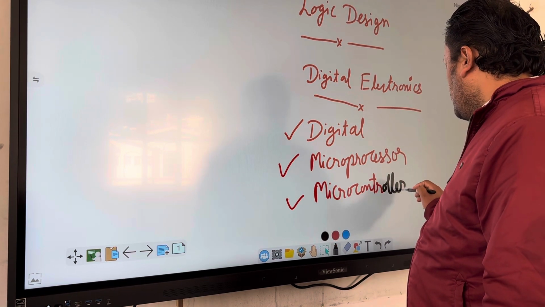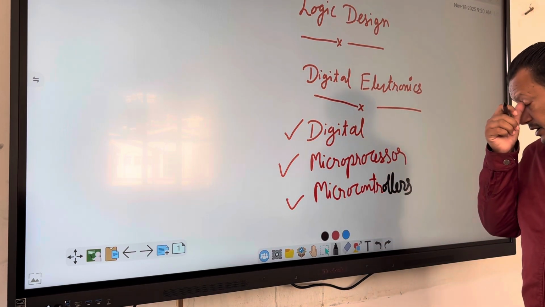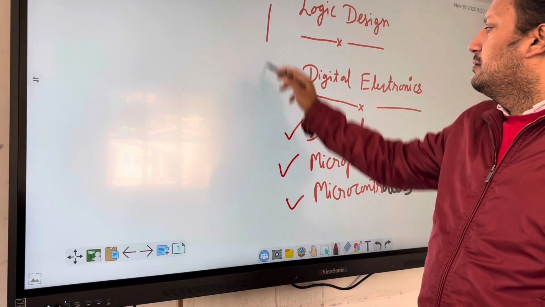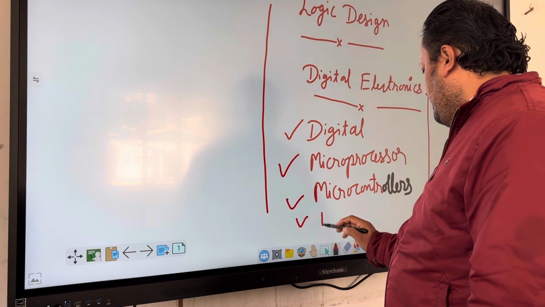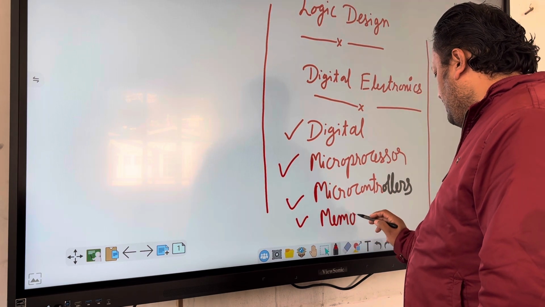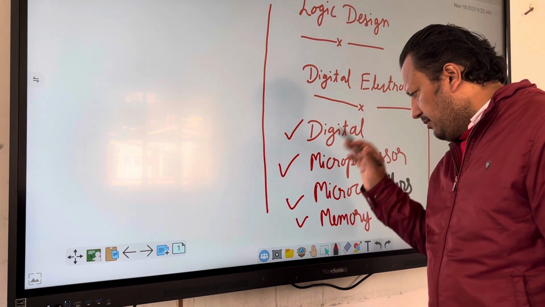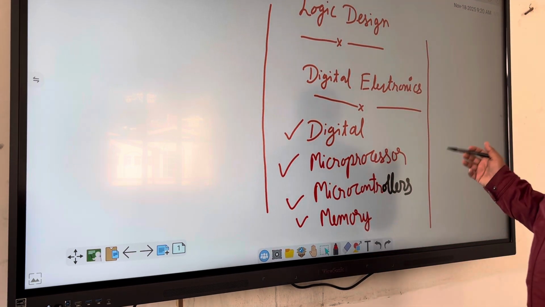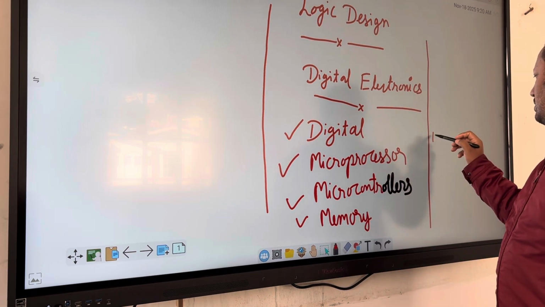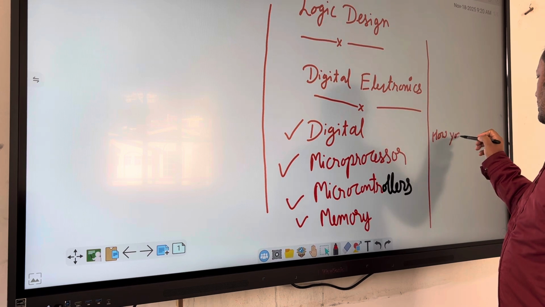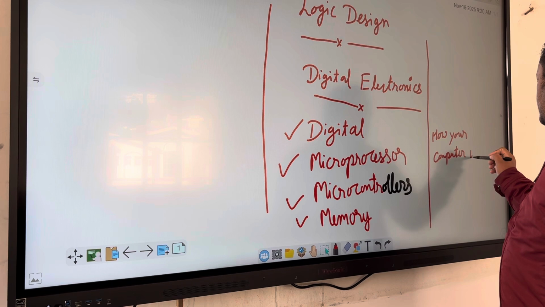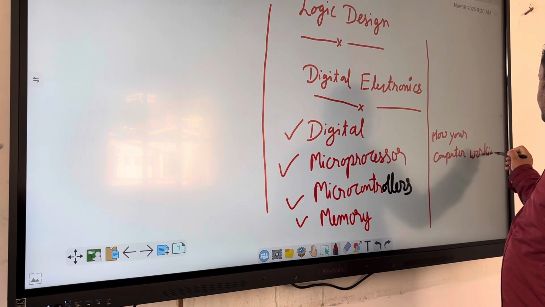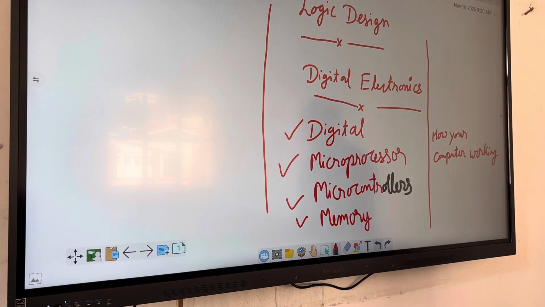You can see a lot of microcontrollers in daily applications. Apart from that, this is also important for the memory part. So memory is also a very important part of a computer. Basically, after seeing this video, you will know how your computer is working. That is the main idea behind this.